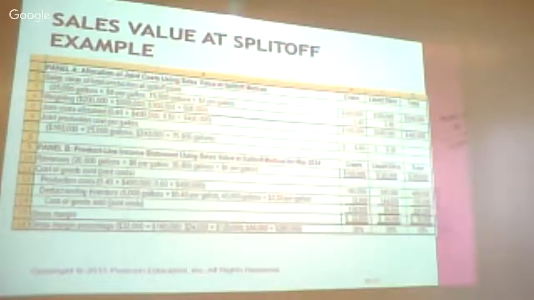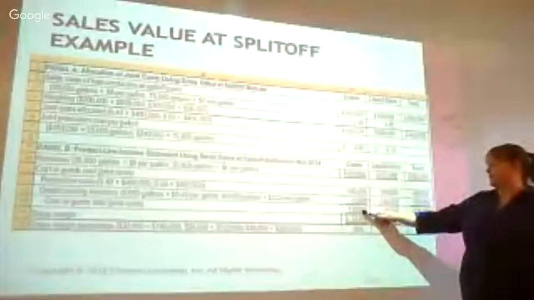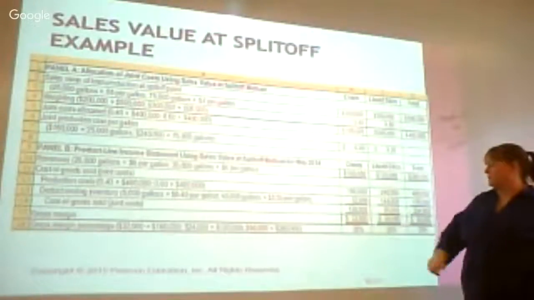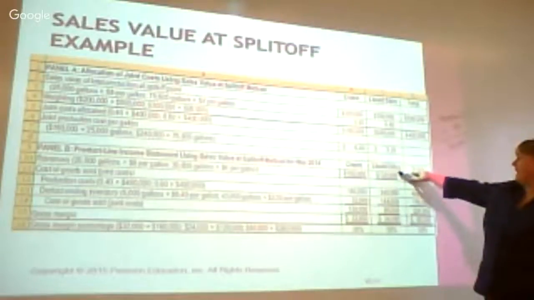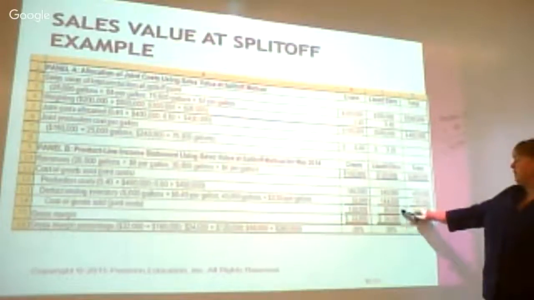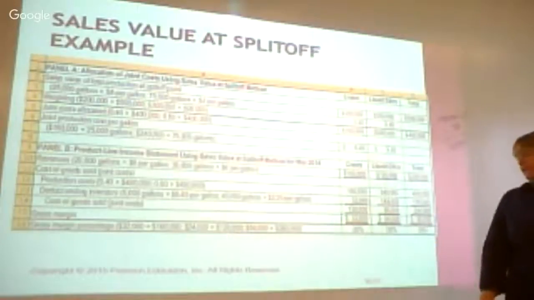So my gross margin. How do I figure out gross margin? Anybody? Gross margin is the difference between my revenue and my costs. So I'm going to take the 160 minus the 128. That gives me 32,000 for my gross margin for cream. For liquid skim, I have 120 as income. My cost that I allocated to cost of goods sold is 96. So my gross margin is 24,000.